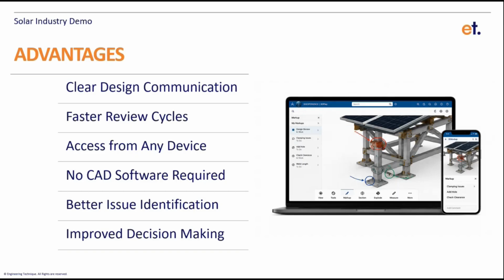The advantages we get from this are clear design communication, meaning you can communicate with the customer and the designer both and know what changes both are suggesting and whether they will be possible or not. The review cycles are obviously faster, as you can provide the feedback from the customer directly from site to designer, and it is accessible from any device. No CAD software is required to view the files. You can directly view them on the 3D platform, and issue identification of the model is very simplified here.